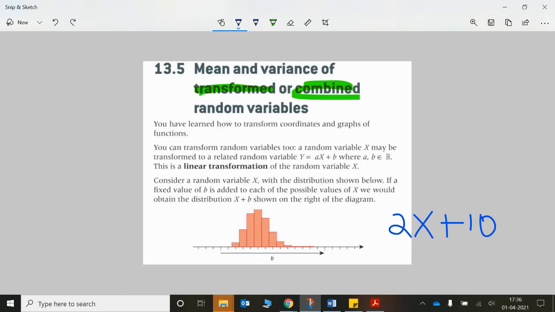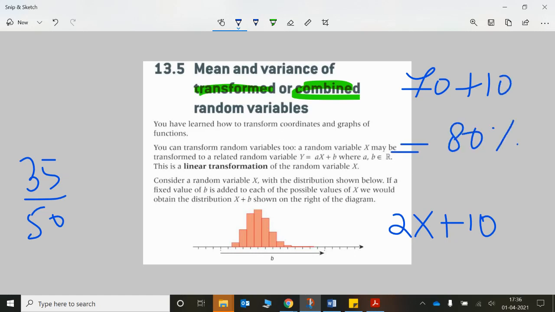And if we then double and then add 10, then exactly the same thing is going to happen to the mean. Again, let's try and make it more sensible. If the mean was 35 out of 50, or the expectation was 35 out of 50, and we decided to double all the marks and add 10, well, we'd expect that doubling the marks would become 70, so the average would become 70, and adding 10 would therefore give us 80% out of 100, or it would change that mark into 80 instead.